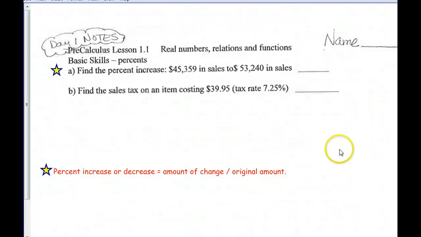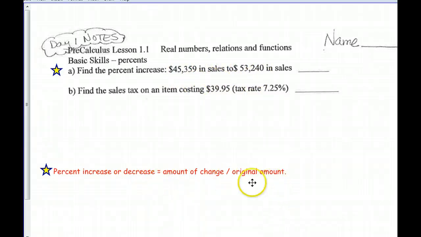All right, guys, this is the first lesson in the pre-calc in the book. Okay, so we've done some things already, some review and new stuff on sequences, but this lesson is really a lot of review. We're going to start with really simple stuff about percent increase. Does anybody remember how you would find the percent increase from 45,000 to 53,000?